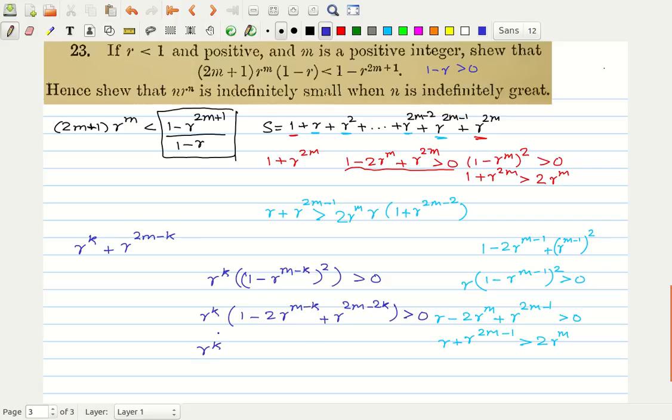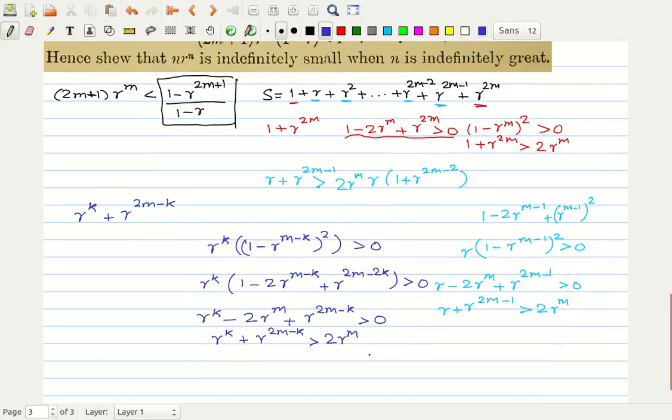So this means that r to the power k minus 2 times r to the power m plus r to the power 2m minus k, where minus 2k plus k is equal to 2m minus k, is greater than 0, and we are done. r to the power k plus r to the power 2m minus k is also greater than 2 times r to the power m, right?